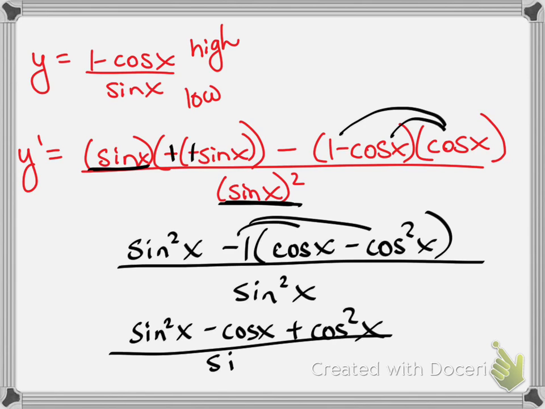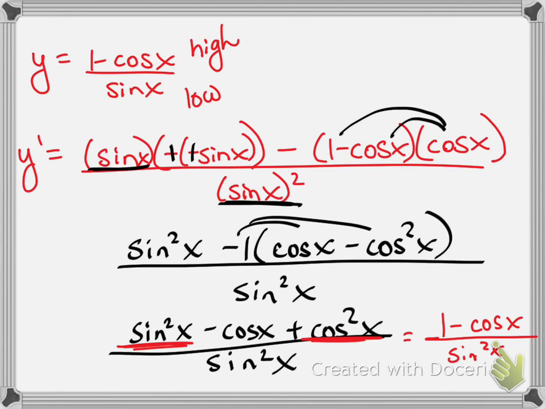All over sine squared x. Oh my gosh, I'm having flashbacks to pre-calculus, where our favorite Pythagorean identities kept popping up over those first couple of days. And I was like, if I had $1 for every time we saw this, what is sine squared x plus cosine squared x? It's 1. So we get 1 minus cosine x over sine squared x.